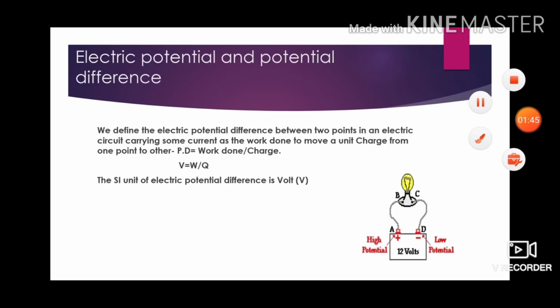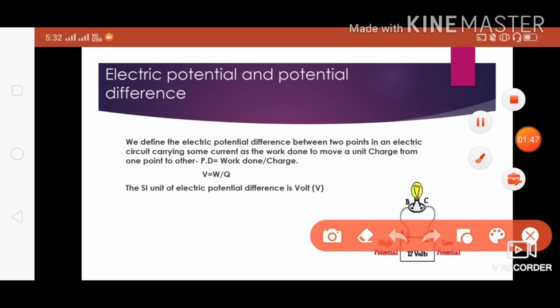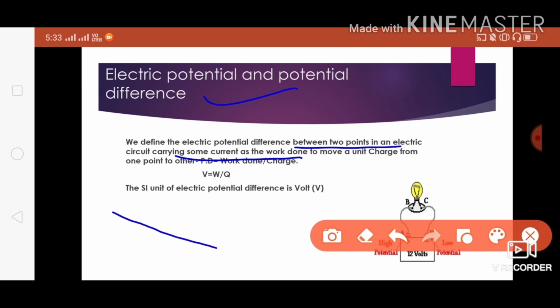Next we are going to start a very important subtopic: electric potential and potential difference. We define the electric potential between 2 points in an electric circuit carrying some current as the work done to move a unit charge from one point to another. I hope you have seen water flowing in a pipe. Water flows from higher potential to lower potential. The same way here, the charges will also flow from higher potential to lower potential.